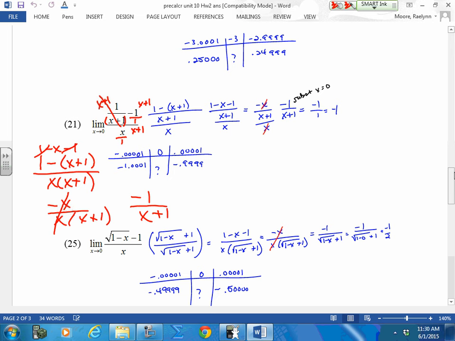And again, graphically, if you graphed it, you could see where it approaches. It's a point of discontinuity. My graph is not continuous at that point. But the limit as x approaches 0 will be that y value that it would be if I could fill that point in.